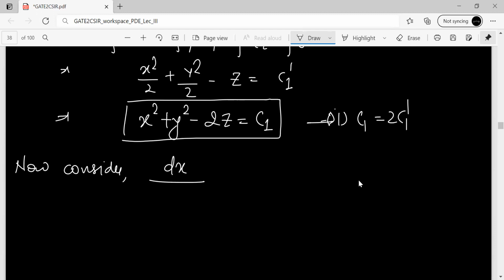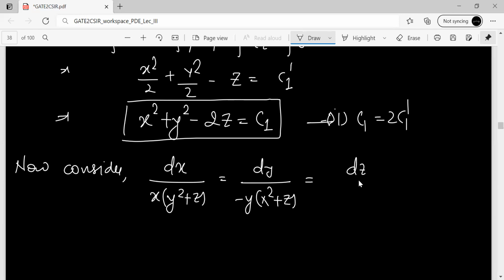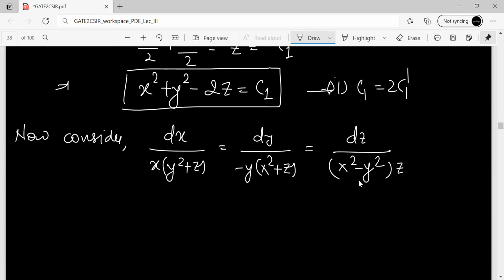So dx upon, what was that? dx upon x times (y square plus z) equal to dy upon minus y times (x square plus z) equal to dz upon (x square minus y square) upon z. Now let me see if I can play any role.